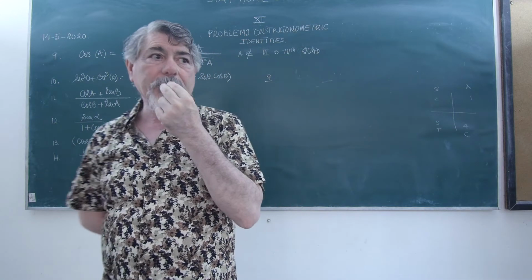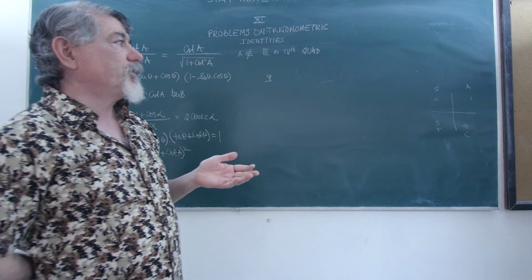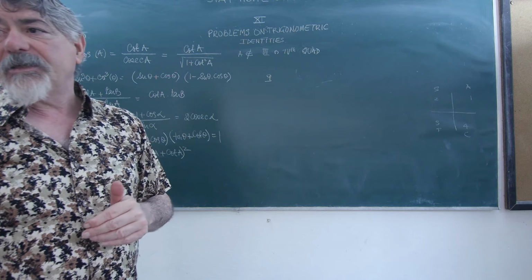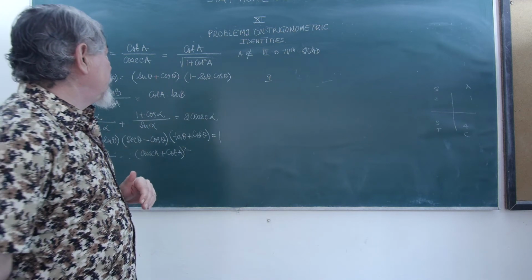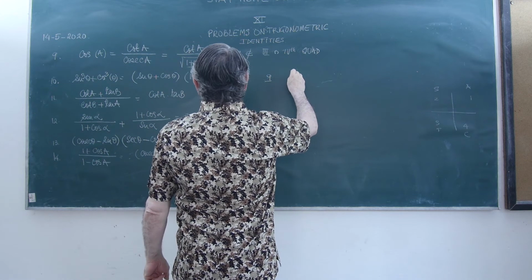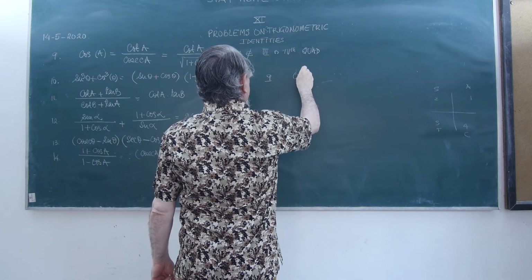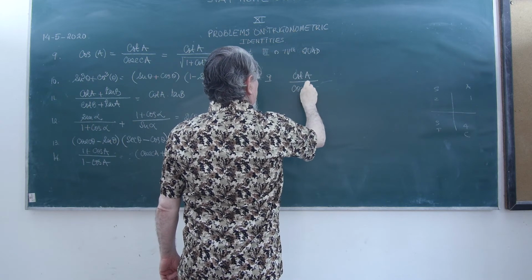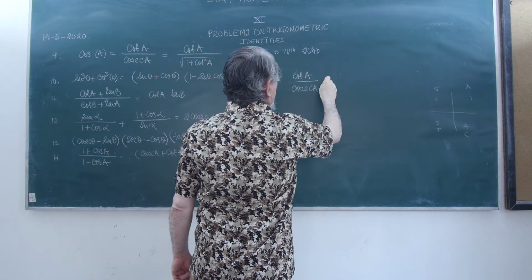In the first quadrant, all trigonometric ratios are positive. In the second one, sine and cosec are only positive, the rest are negative. So cos A, now let us take cot A upon cosec A.